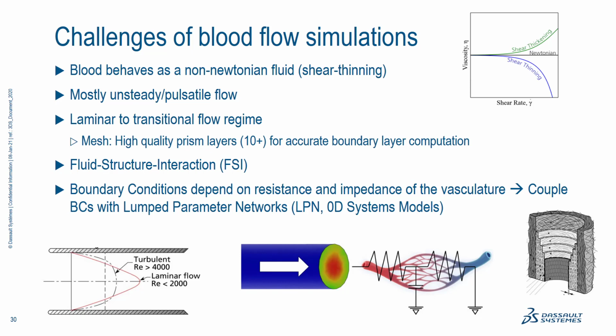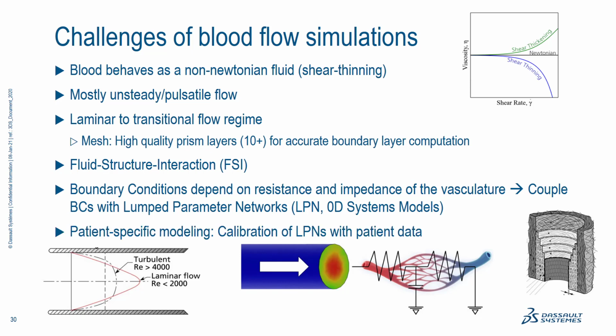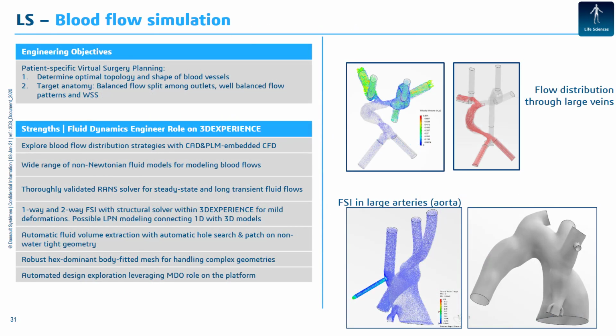And we can also take into account that we need patient-specific modeling. We need the model of a vasculatory system for that particular patient. So, for example, we are talking about blood flow simulation, and here you can identify that with our solution we are able to analyze the flow in a steady regime, in a transient fluid regime.